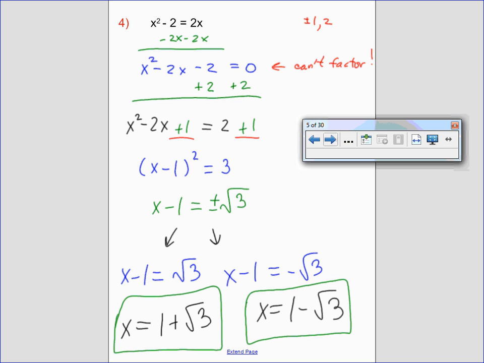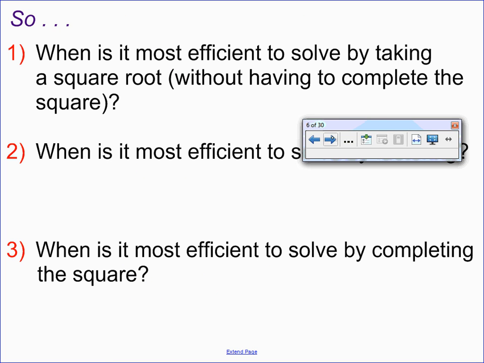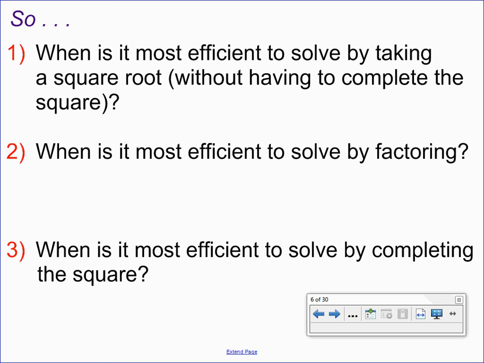What kinds of questions do you guys have about today's Bellwork? Awesome. Then let's go ahead and solidify what we just discussed. When is it most efficient to solve by taking a square root? So when is it most efficient to solve by taking a square root, that is without having to complete the square? Versus when is it most efficient to solve by factoring? Versus when is it most efficient to solve by completing the square? All right, so let's go ahead and summarize that. You can go ahead and write down in your own words.